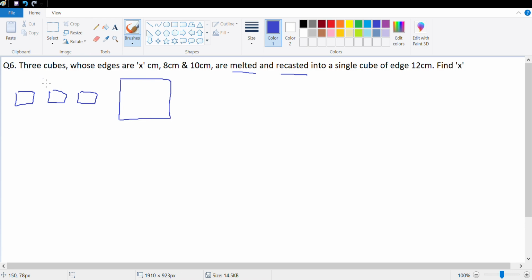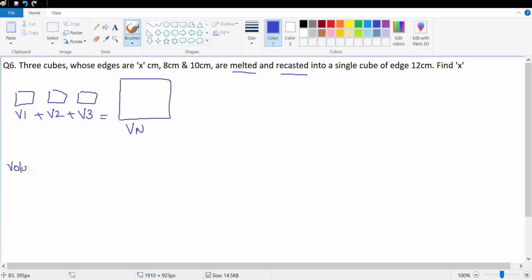Perfect. So what changes? Well, the volume of cube 1 plus volume of cube 2 plus volume of cube 3 will be equal to the volume of the new cube. That's what it basically means, because these are solid cubes which are melted and recast into a single cube. Perfect. So let's calculate the volume of each and then add them together.